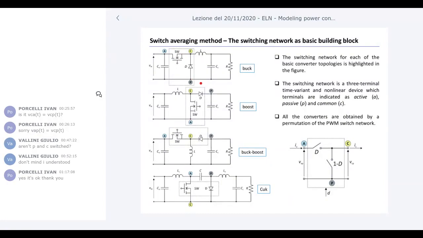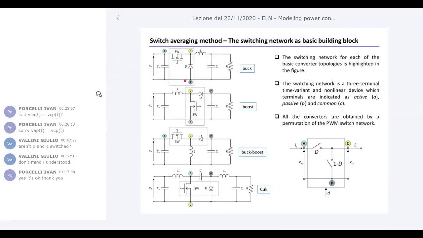And the passive switch is the diode, something whose turn on or turn off cannot be controlled by an external signal. It depends on the voltages and the currents on the circuits in which this diode is inserted. And then you have a common node, which is always the node that connects the active and the passive switch. Okay, so this is a network indicated here, and this network is always included in all the topologies. Okay, you can see it here in the boost, in the buck boost, and in the Cuk.